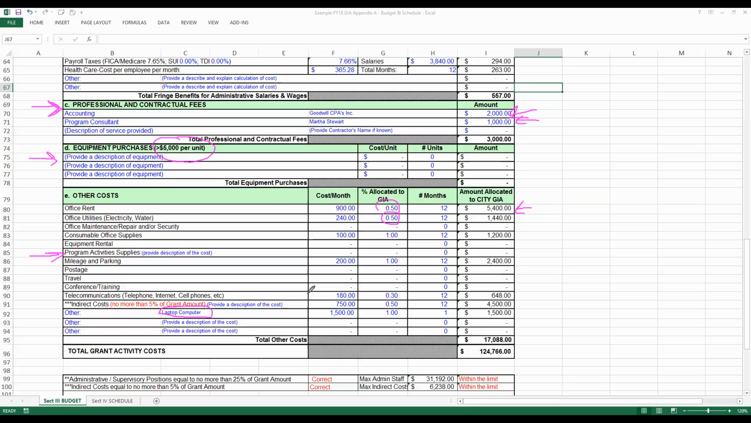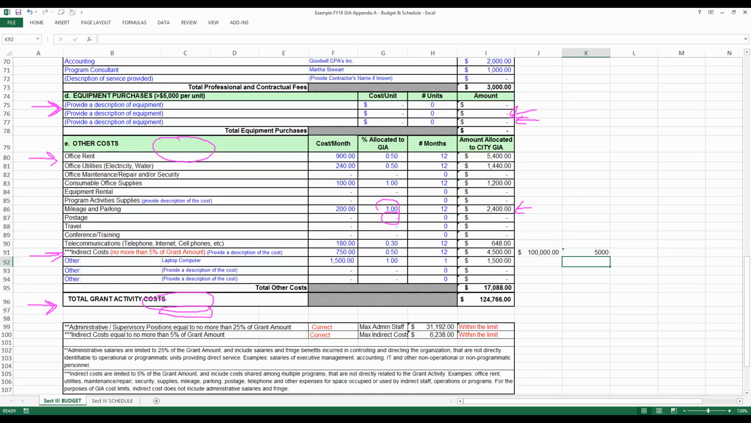Then I also want to draw your attention to the indirect cost. And something to know, the indirect cost is a separate budget line item. It's not all the items of the other costs above. Indirect cost is limited to 5% of your grant amount, 5%. So just a quick example, if your grant amount is again 100,000, your indirect cost is limited to 5%, which is 5,000.